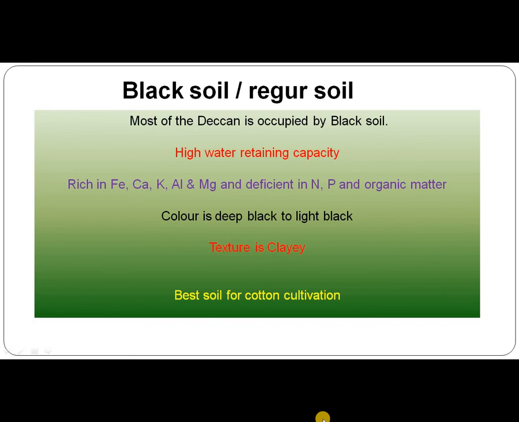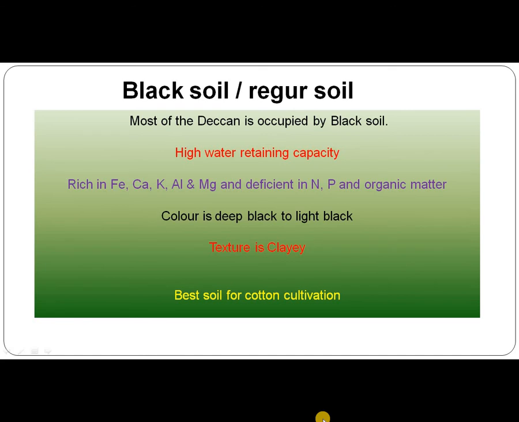Black soil. It is also known as regur soil. Most of the Deccan area of India is occupied by black soil. It retains high water content, so water holding capacity is high in black cotton soil, which is rich in iron, calcium, potassium, aluminium and magnesium, and black soil is deficient in nitrogen, phosphorus and organic matter.